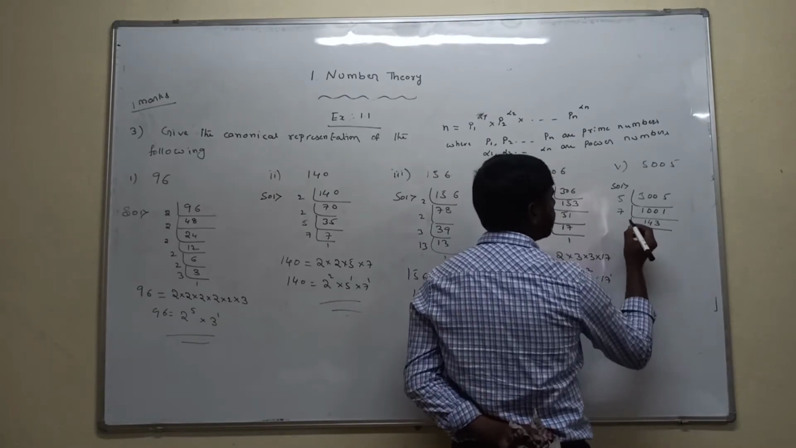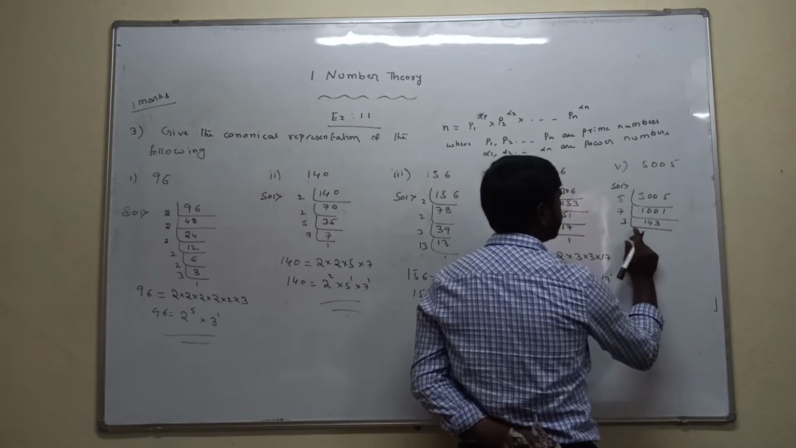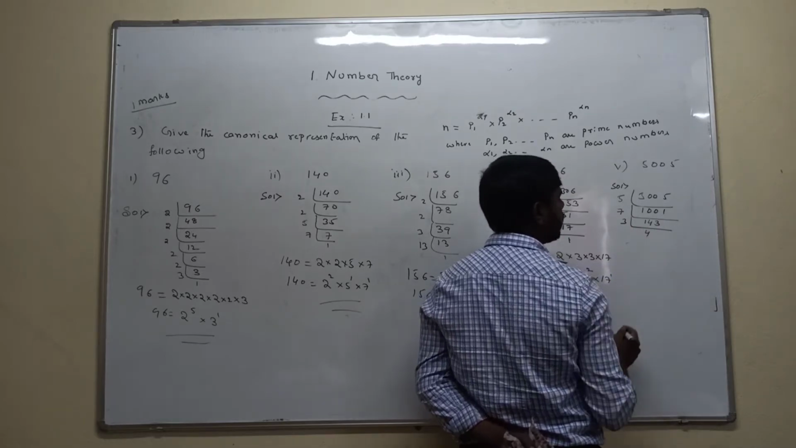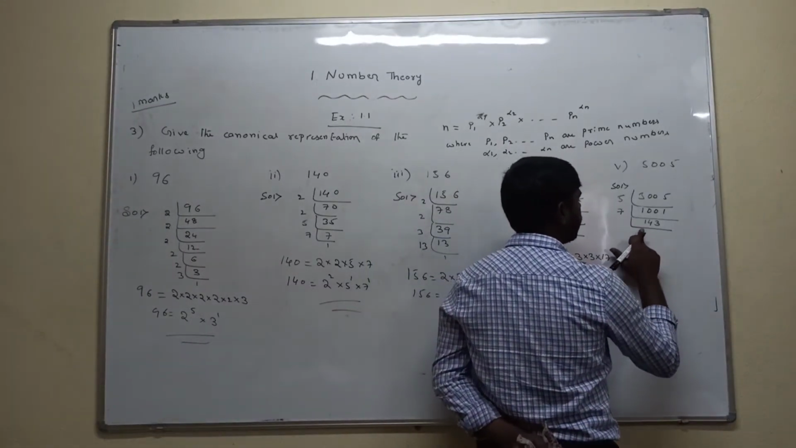Next, is this divisible by 3? 3 fours are 12, remaining 23 is there. 23 is not divisible by 3. So 7 also is not divisible.